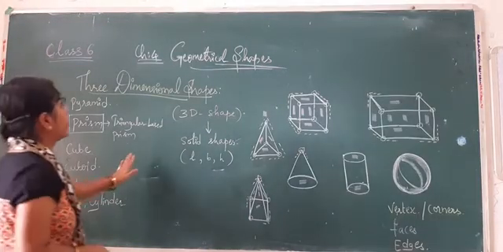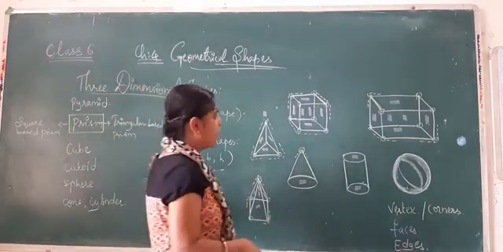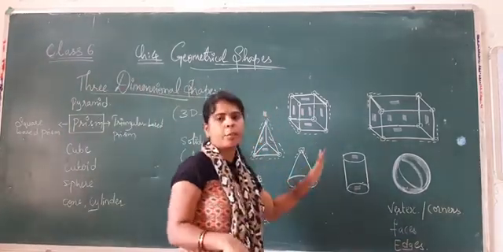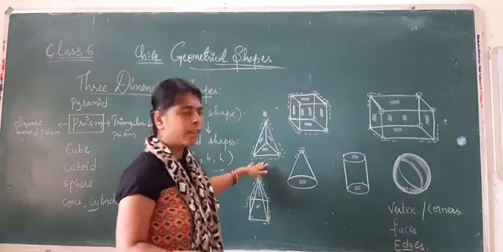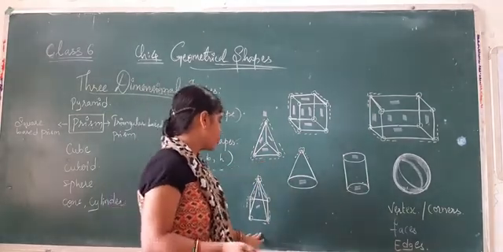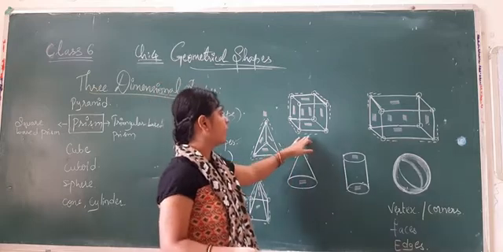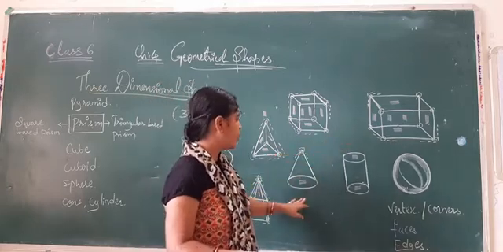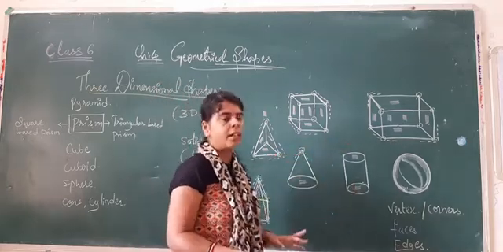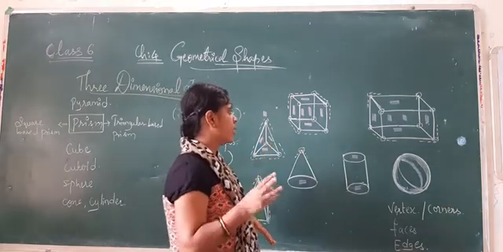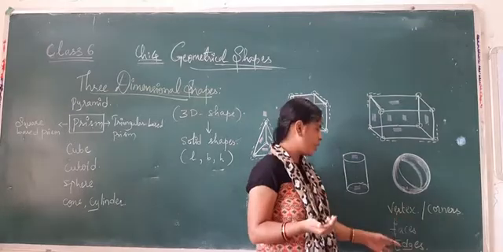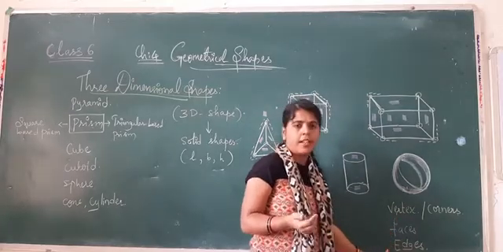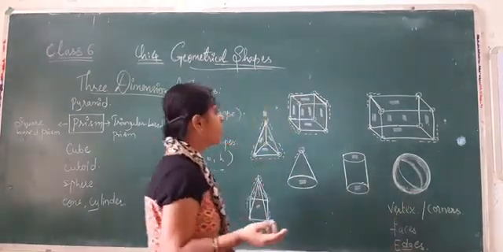As we have seen these 3-dimensional shapes, we can see shapes like the triangular prism or pyramid, the square-based prism, and here the cuboid, cone, cylinder, and sphere. In this you are learning 3 concepts: the vertex or corners, the faces, and the edges. So these 3 you are learning.